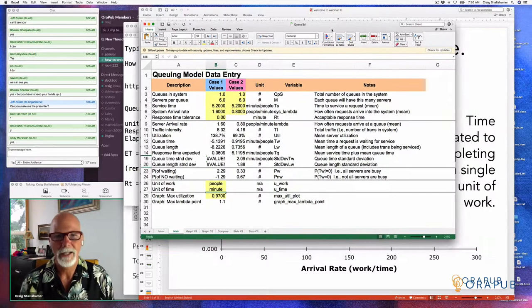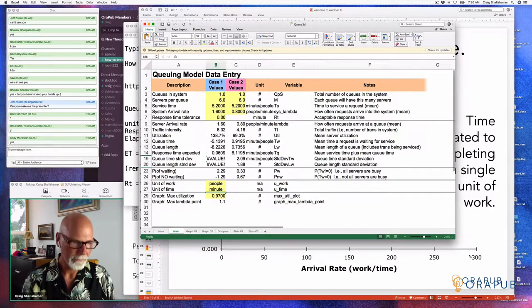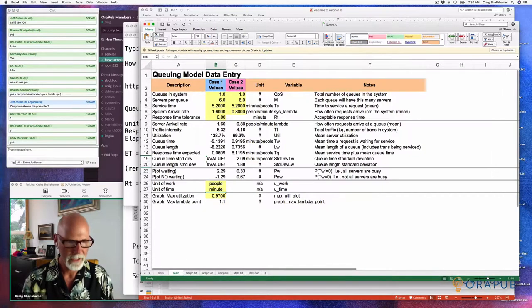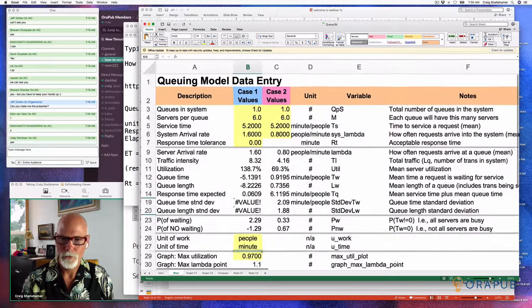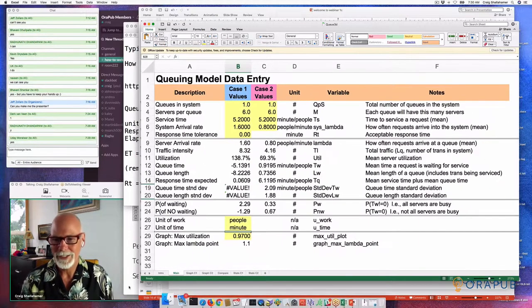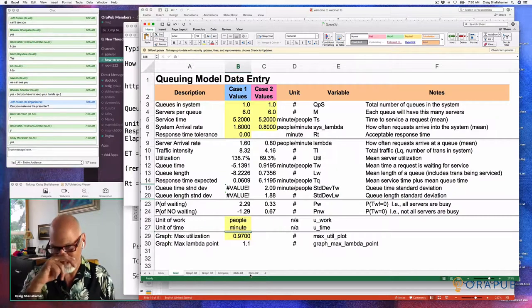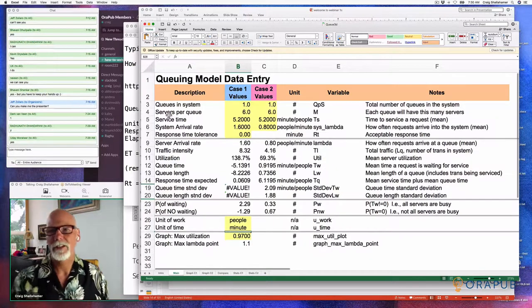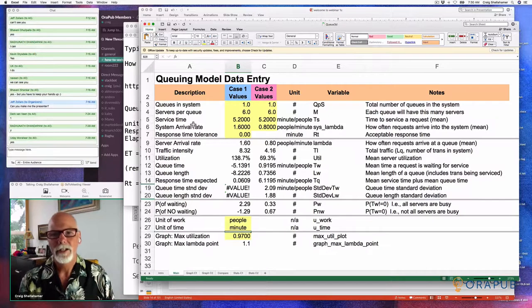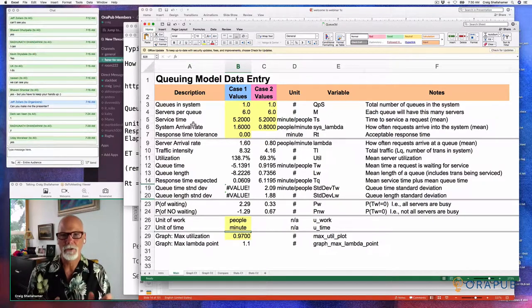It's going to look something like this, and I'll make this a little bigger so we can all see this. There we go. Now, there are multiple tabs on the spreadsheet right here. All right, so the first thing you're going to see, first of all, how's this put together? You can do two cases if you want to. Like there's case one and case two, right?